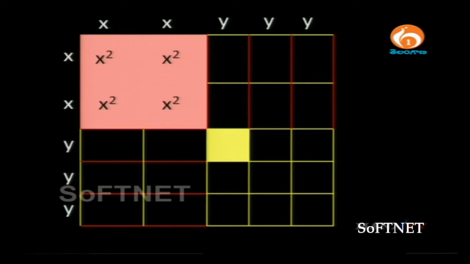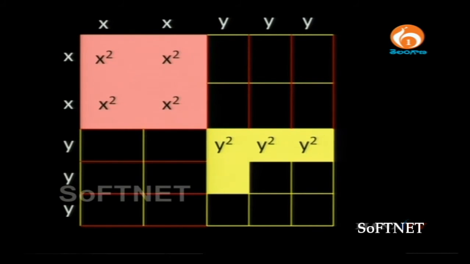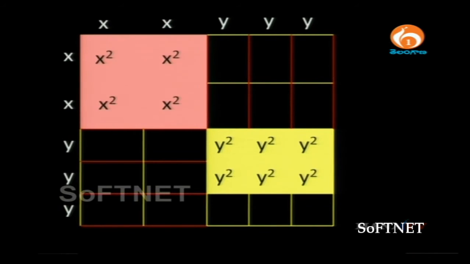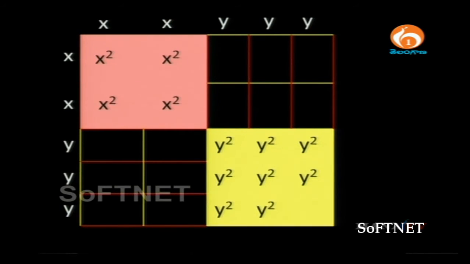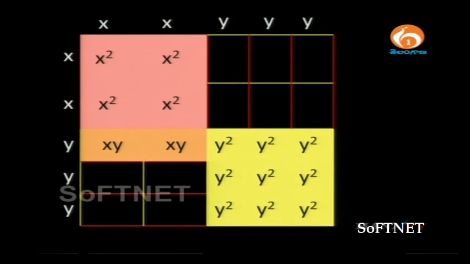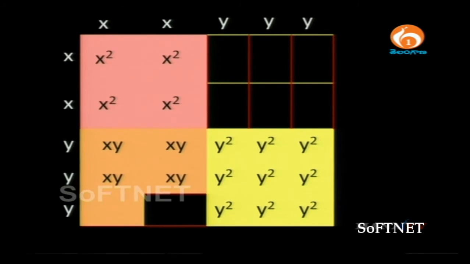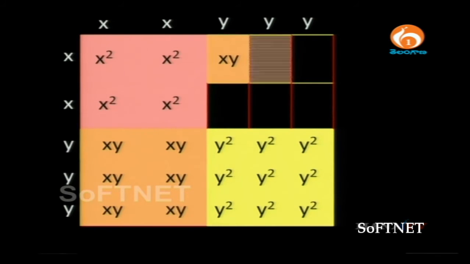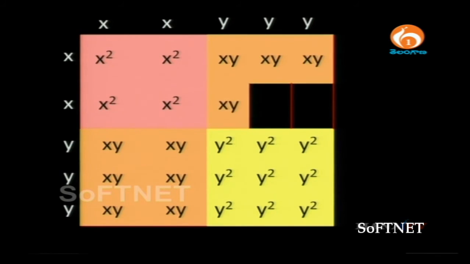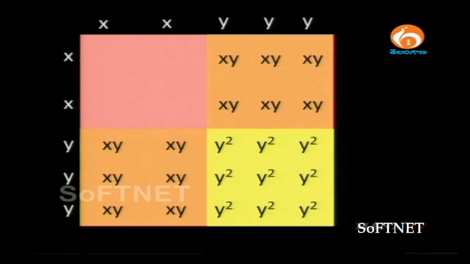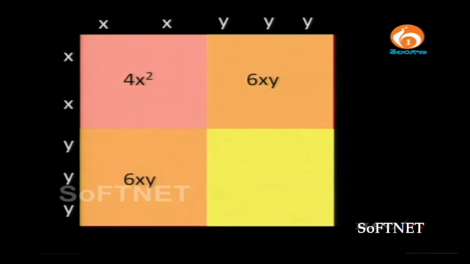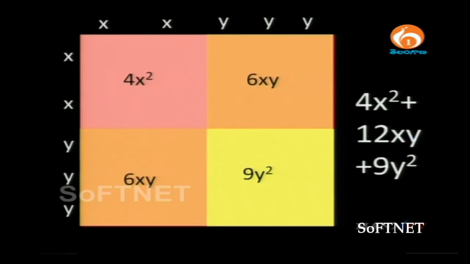How many squares are formed? First, with line segment x, we have 4 squares, and yellow colored squares you can observe 9 squares are formed. Likewise, you also observe the number of rectangles formed. So 6 rectangles are formed at the bottom and 6 rectangles are formed at the top. So we can observe that 4x square plus 6xy plus 6xy plus 9y square. So it is 4x square plus 12xy plus 9y square.